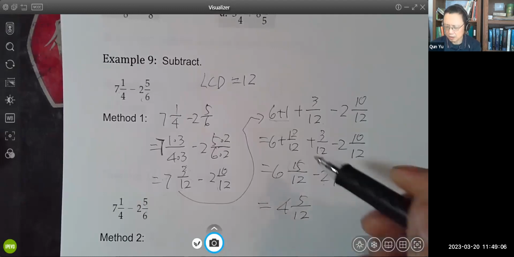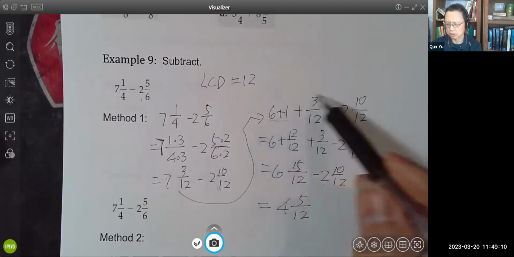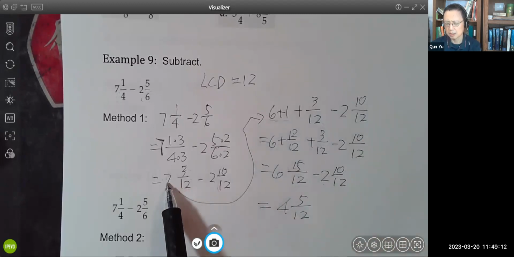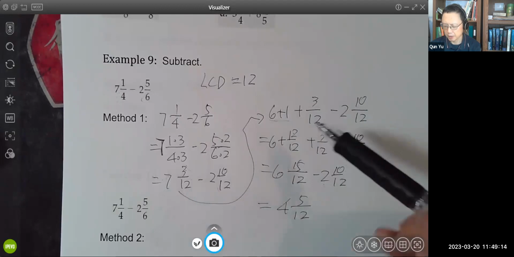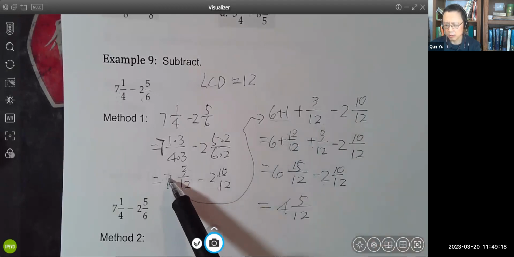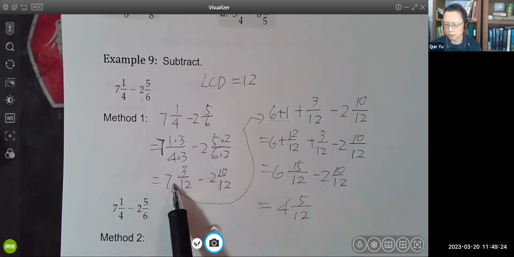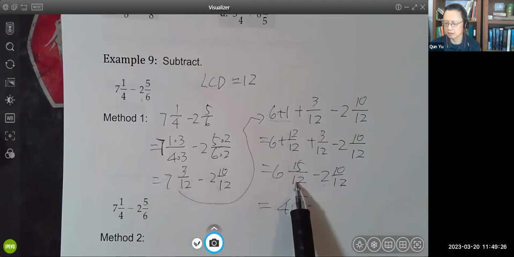So after you understand this mechanism, you don't need these two steps. You just go from here. How do we get 15? Because we add this 12 to 3, right? Basically, when you borrow 1, you just add the denominator, whatever it is, to the numerator. That's 15 over 12. You go from here to here directly.